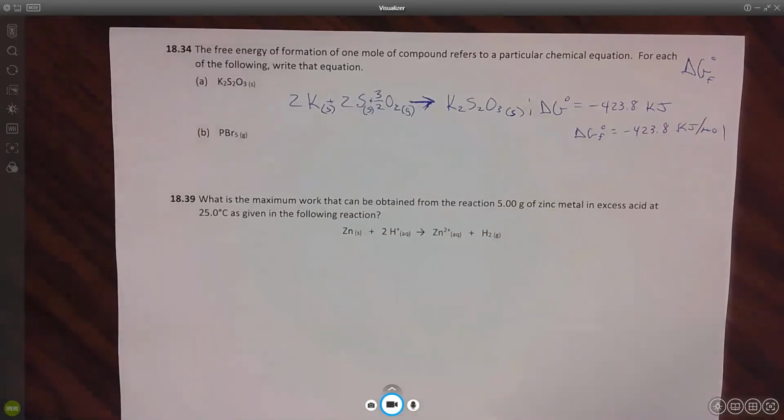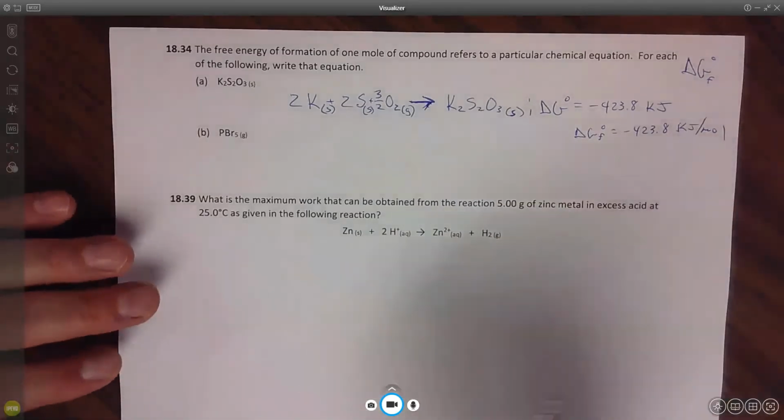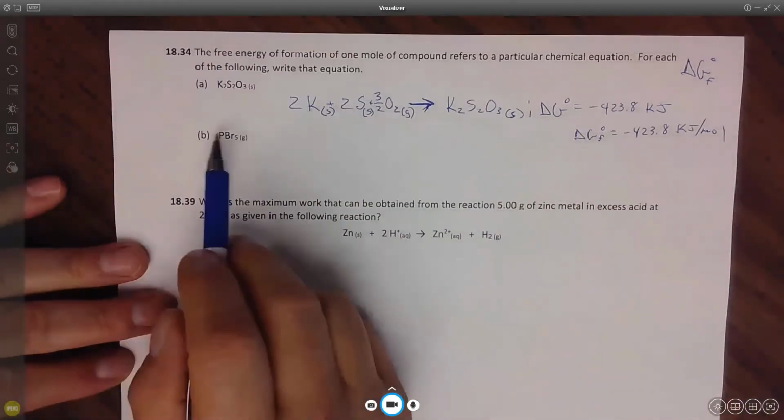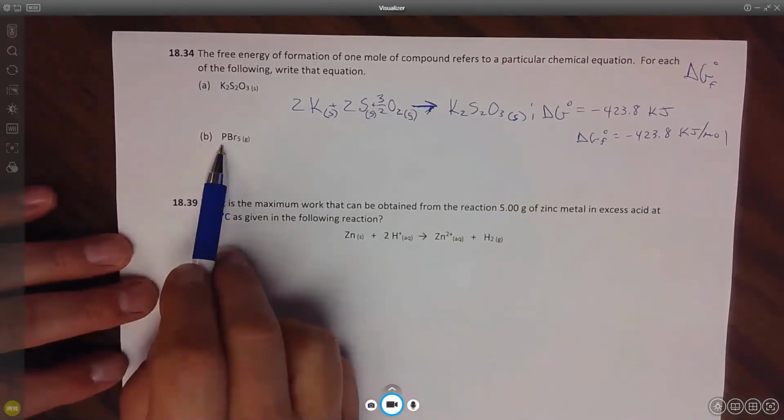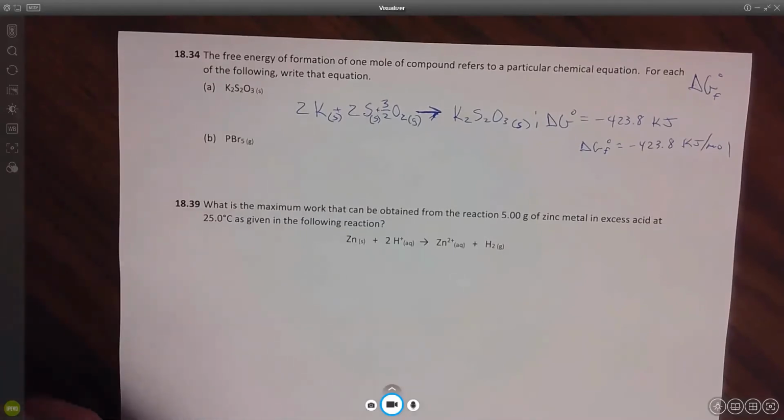Taylor, absolutely. You must insist. So, what is the balanced chemical reaction for the free energy of formation of phosphorus pentabromide? Tell me the easy parts.